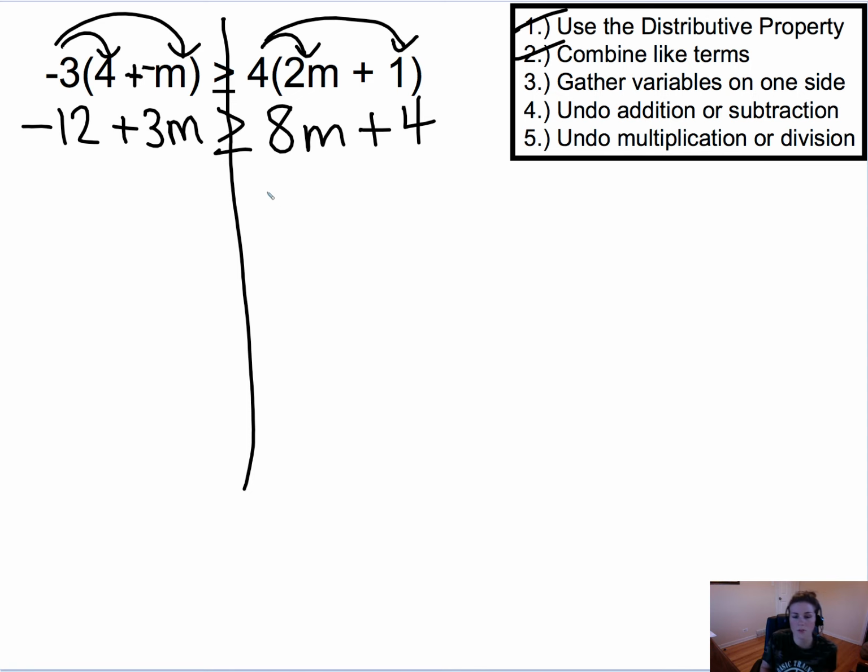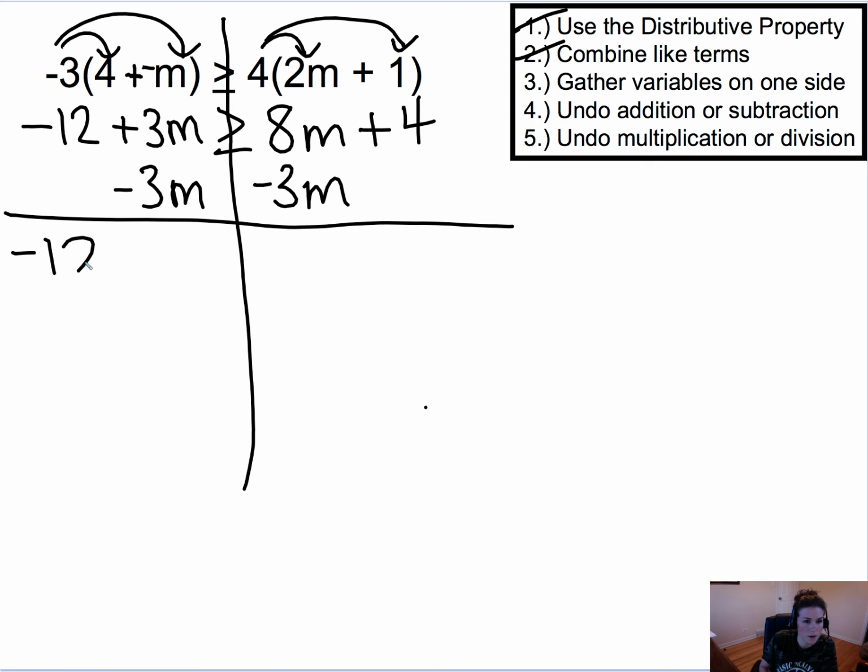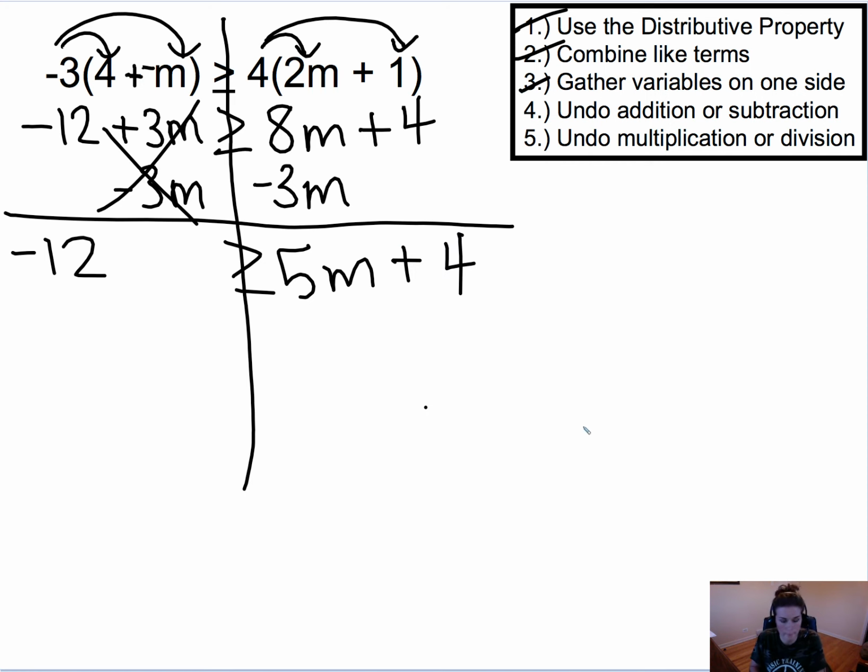Step 3, gather the variables on one side. This time the 3m is smaller than the 8m, so let's move the 3m to keep with the positives. So since it's plus 3m, it's attached with addition to the negative 12. It's positive, so I need to subtract 3m on both sides. Bring down the negative 12. 3m minus 3m is 0, which is what I wanted. Bring down my sign. 8m minus 3m is 5m. And then bring down the plus 4. So we did step 3.